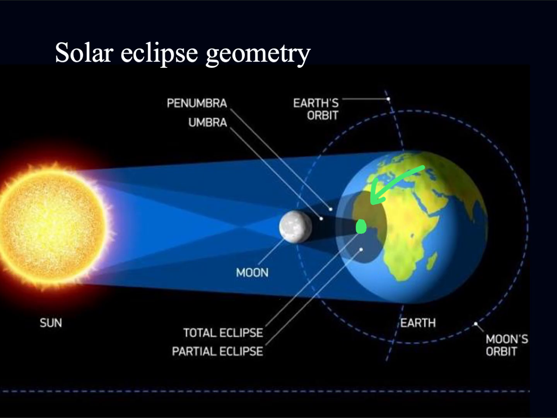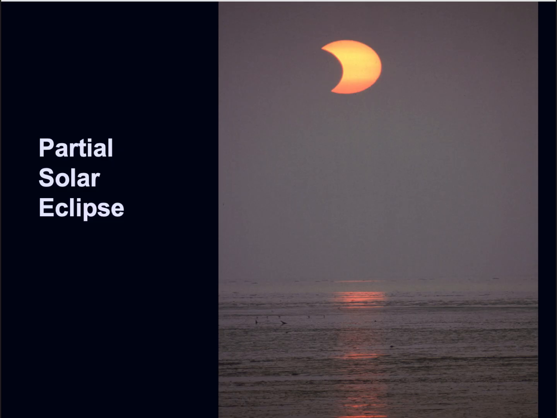It is important that you know the order of the objects for each type of eclipse and what's happening in each situation. This shows the view of a partial solar eclipse. Most of the sun is visible, but part is obscured by the moon. People in that lighter penumbral shadow see this.